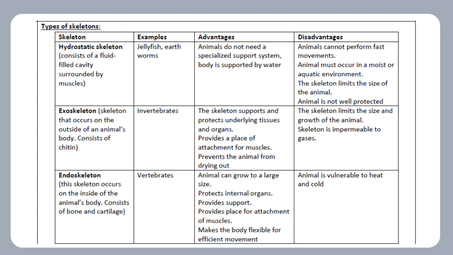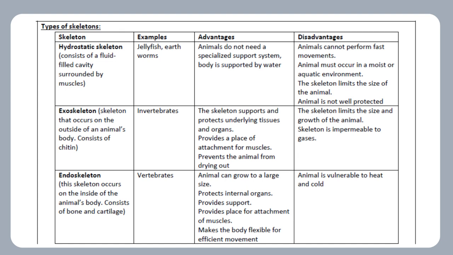Exoskeleton: skeleton that occurs on the outside of an animal's body. Consists of chitin. Found in invertebrates. Advantages: the skeleton supports and protects underlying tissues and organs; provides a place of attachment for muscles; prevents the animal from drying out. Disadvantages: the skeleton limits the size and growth of the animal; skeleton is impermeable to gases.